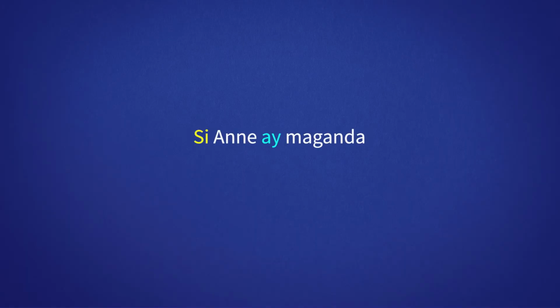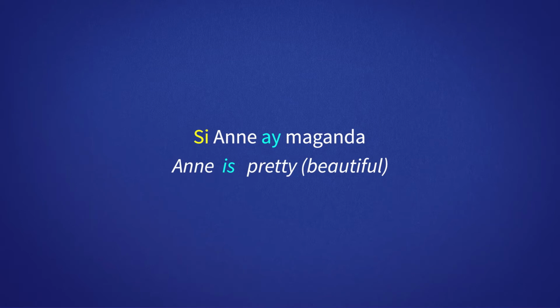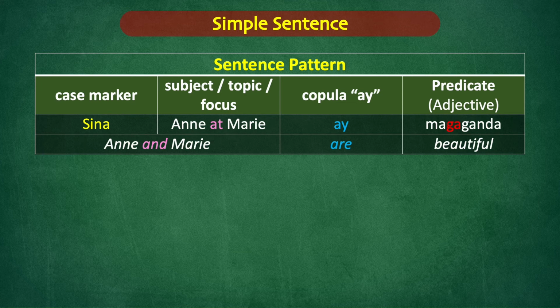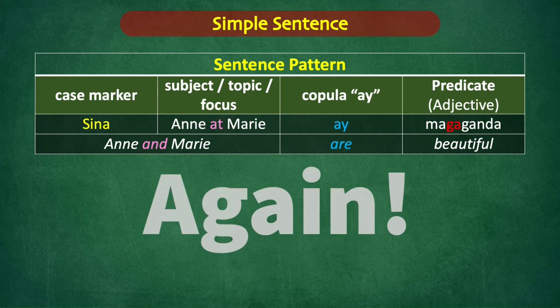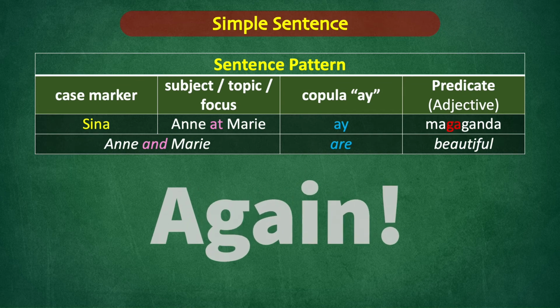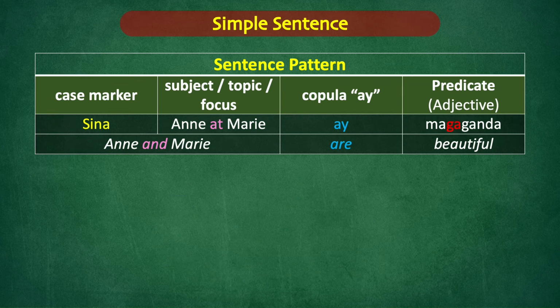Remember, si Anne ay maganda, Anne is pretty. But what if Marie is also pretty? So what do we do? We convert the sentence into the plural form. This is going to be our sentence pattern. Sina Anne at Marie ay magaganda. Anne and Marie are beautiful.